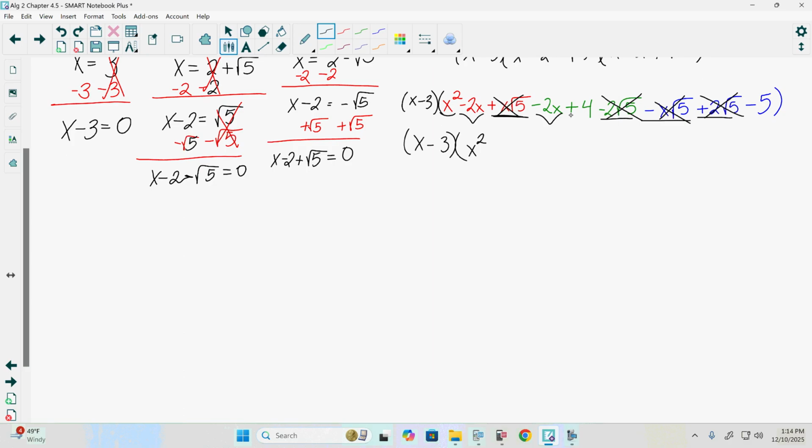Now we combine the rest of our like terms. X squared doesn't have any. Negative 2x minus 2x is negative 4x. And then we have 4 minus 5 is negative 1.